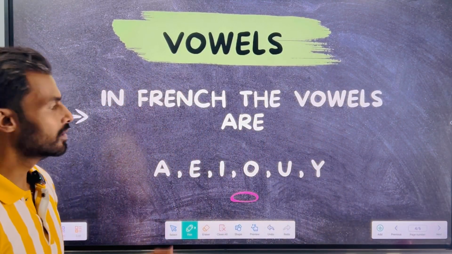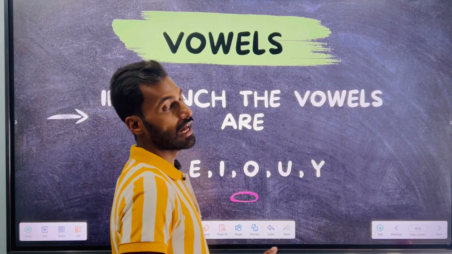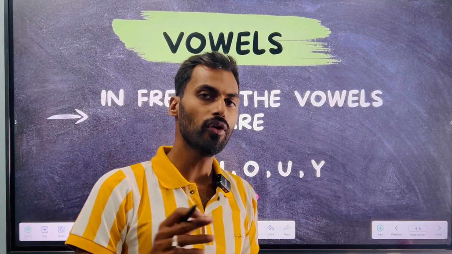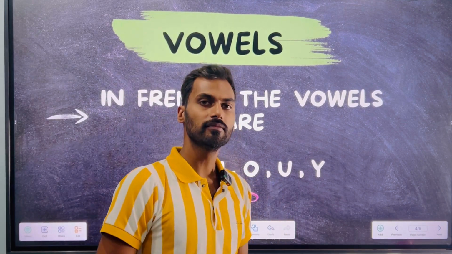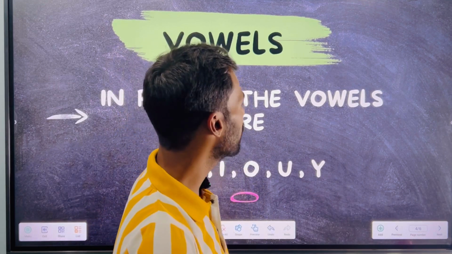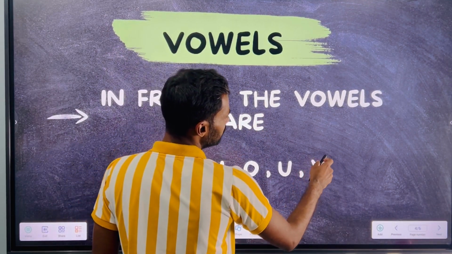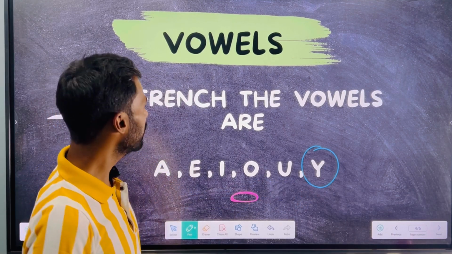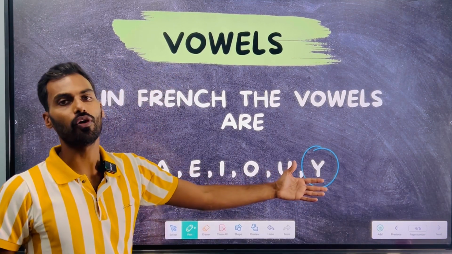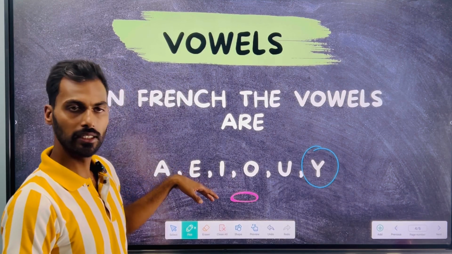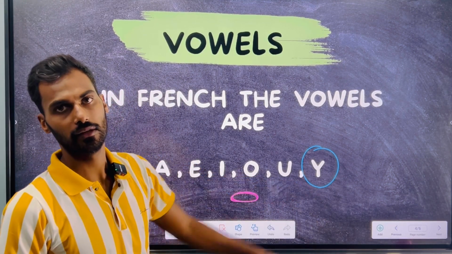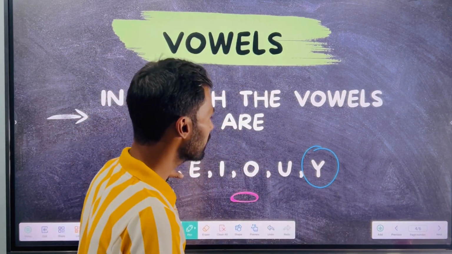Now, as we have studied the alphabet, you must also know the vowels. How many vowels are there in the English alphabet? Yes, my friends: A, E, I, O, U. But in French, there is also one more vowel, that is this one. So these are the vowels: A, E, I, O, U, Y.